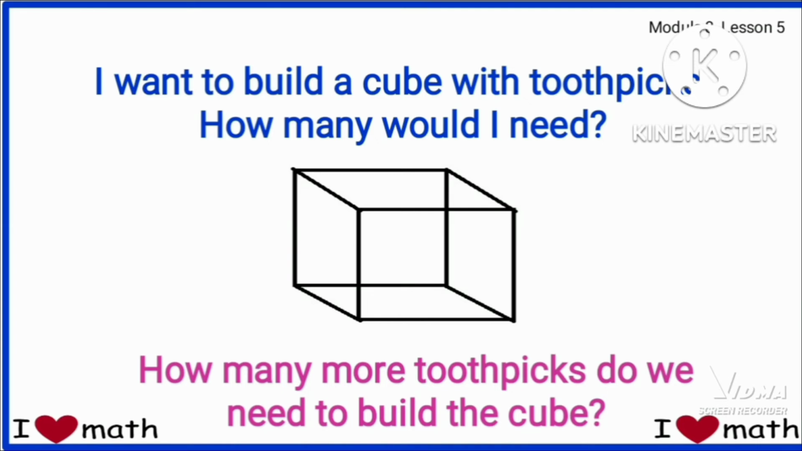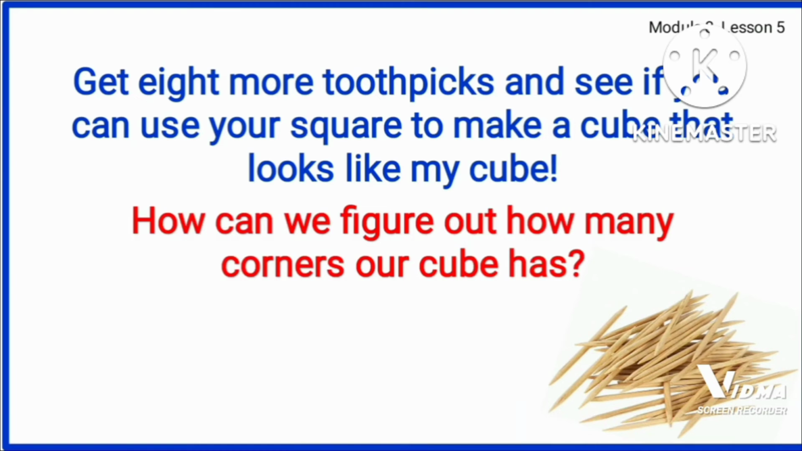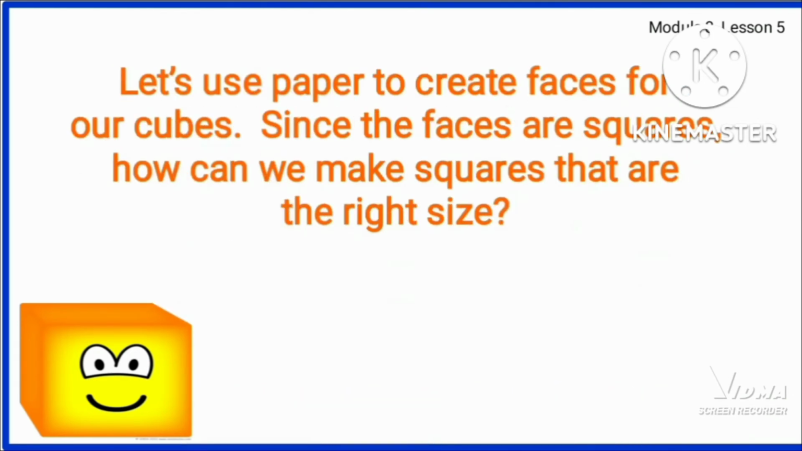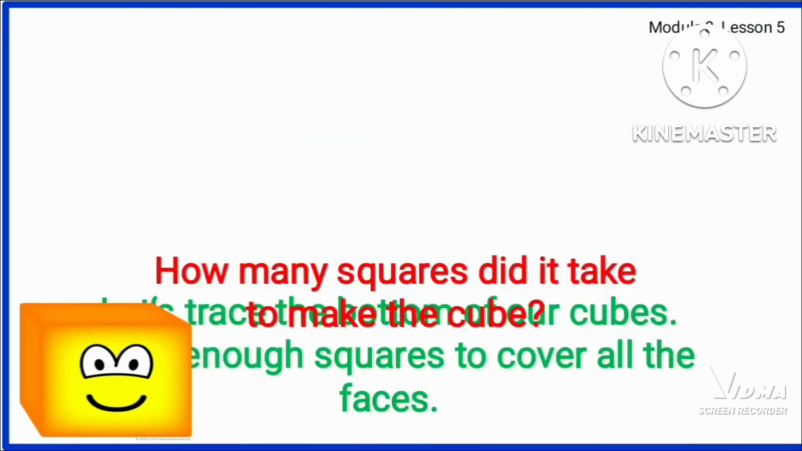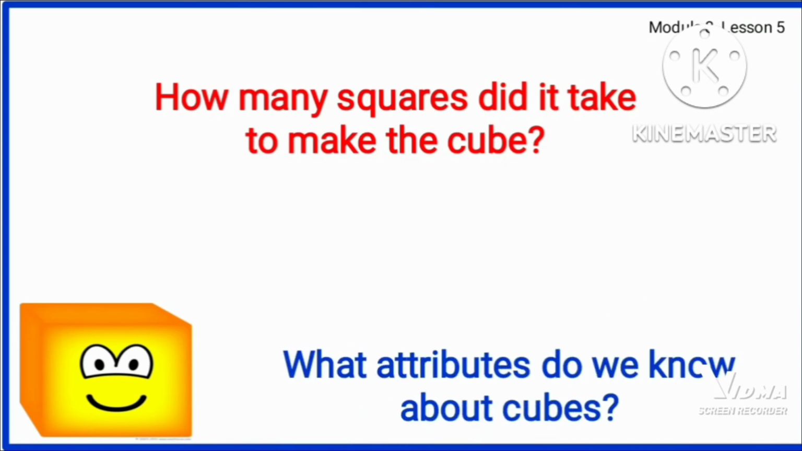If you have constructed one square, that is 4 toothpicks, you will need 8 more toothpicks to make it a cube. Now construct your own and let it look like the cube I've shown to you. Use toothpicks to construct it, and bring it to class. Let us look at it and then see if it is similar. You should write out how many squares it took you to make the cube.